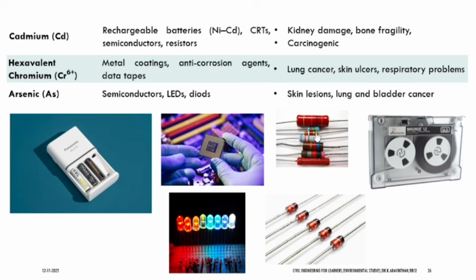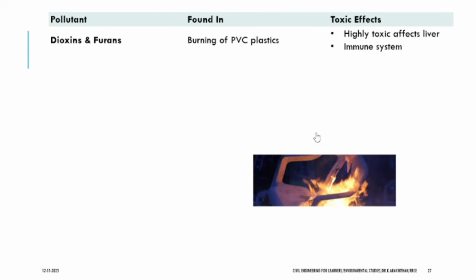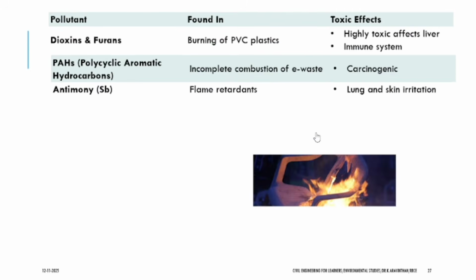If diodes are not there in the motherboards, what will happen? The motherboards will also short circuit and burn. If it is thrown like that, skin lesions and lung cancers will come. Then dioxins and furans come from burning of plastics. If we burn plastics, any PVC items and e-waste, it will create high toxicity affecting the liver and immune system. When any toxic waste is being burnt and we inhale it, this problem will come.